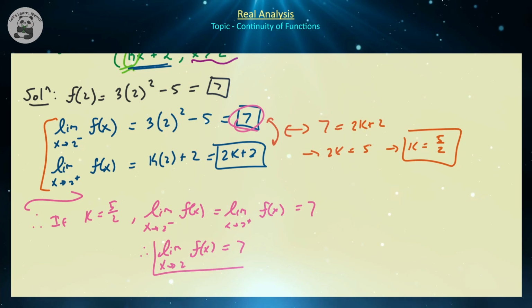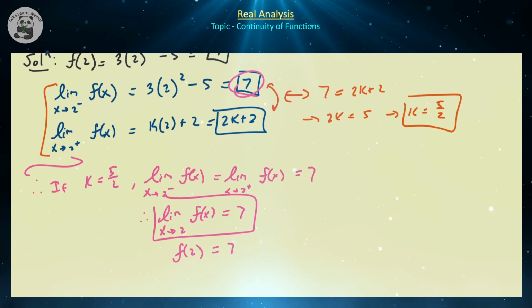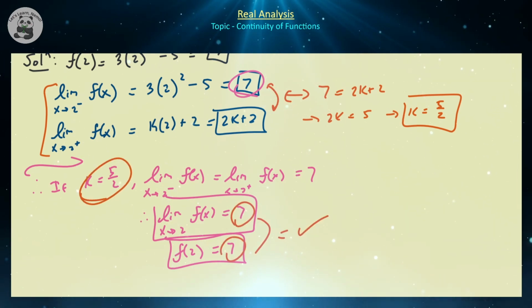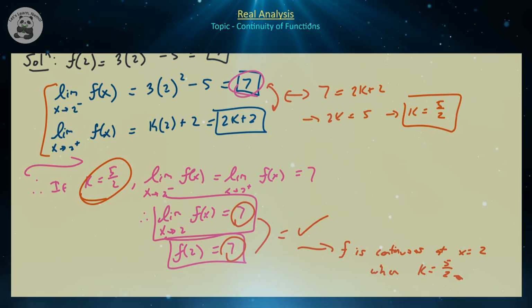Therefore, again, if k is equal to 5 halves, the limit as x approaches 2 of this function will also be equal to 7. And we already have shown that f of 2 is equal to 7, and we know that the function is continuous if and only if the limit and the function value are equal to each other, and we know that they are equal as long as k is equal to 5 halves. So when k is equal to 5 halves, f is continuous at x equals 2, and it's not going to be continuous at x equals 2 for any other k that one can find.